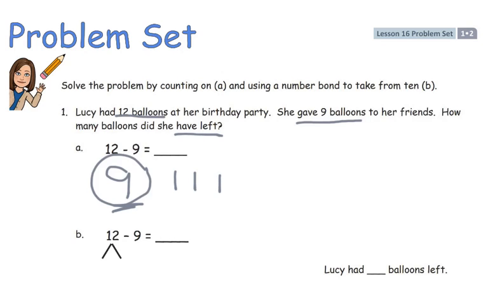How many more did we need? How many more lines did I draw? 1, 2, 3. So 12 minus 9 equals 3.